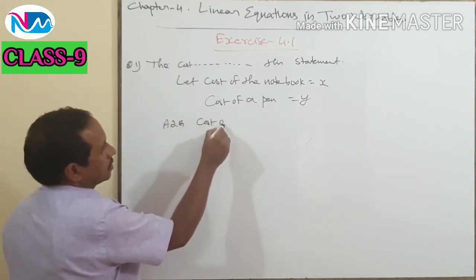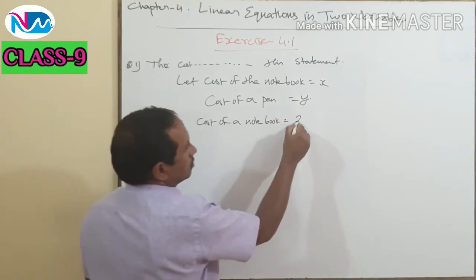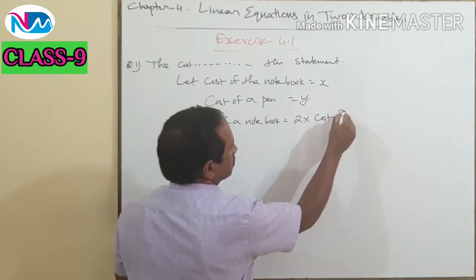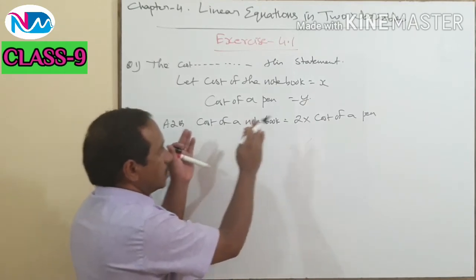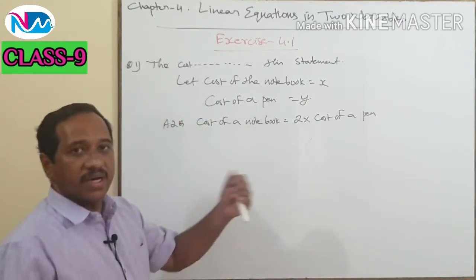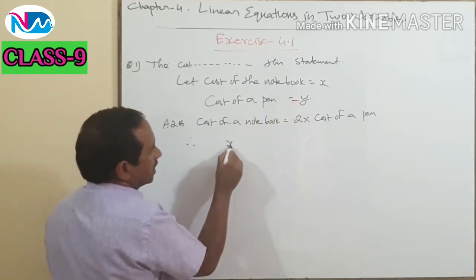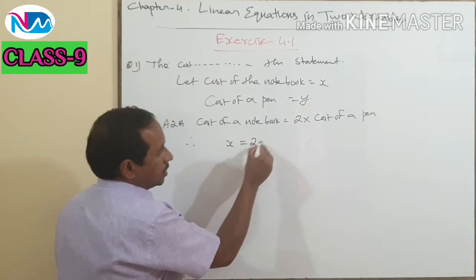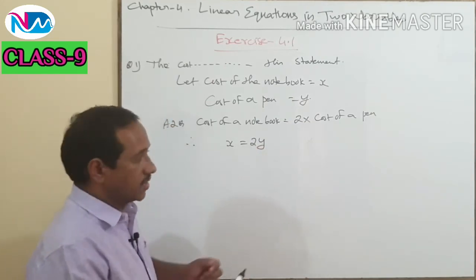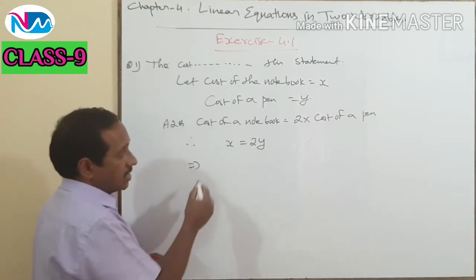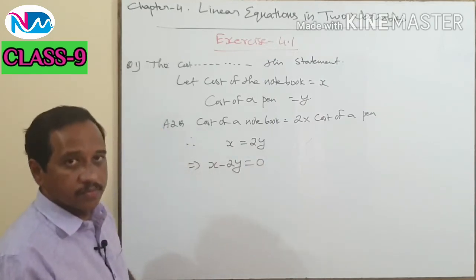According to the question, the cost of a notebook is equal to twice the cost of a pen. Twice means two times. Therefore, the cost of the notebook x is equal to 2 into the cost of the pen, 2y. x is equal to 2y. This is the equation. If you write this in the standard form, you can write it as x minus 2y is equal to 0.